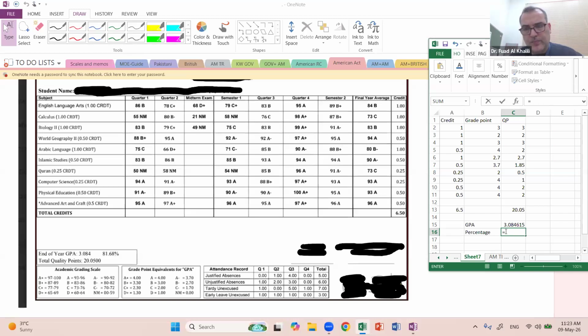It's equal to GPA plus 1 times 20. GPA plus 1, in parentheses, because it's PEDMAS, times 20. This is the percentage from this report card. Is it clear? Would you please just repeat the formula of the percentage? Definitely, yes. The percentage formula is equal to GPA, open parentheses, GPA plus 1, multiplied by 20.